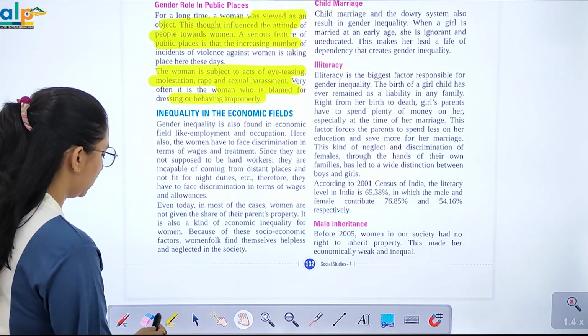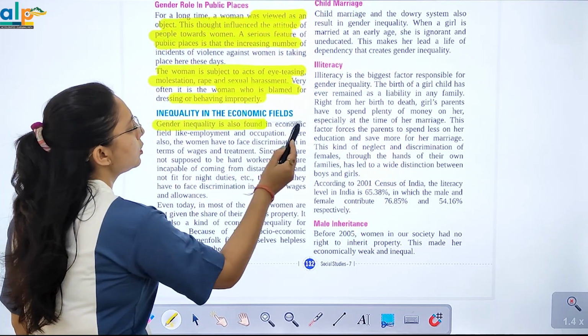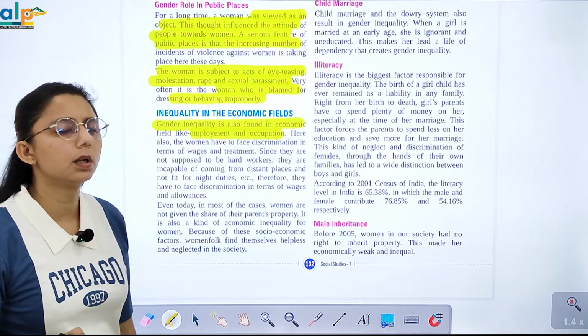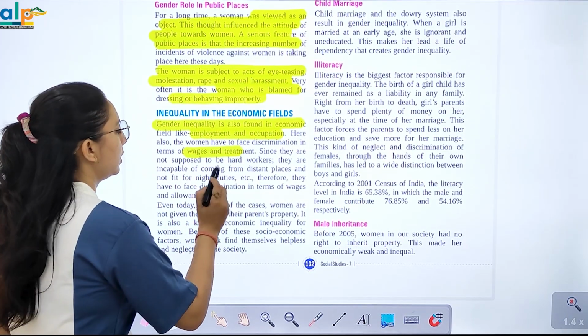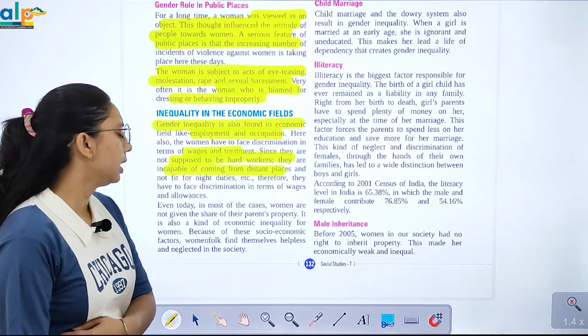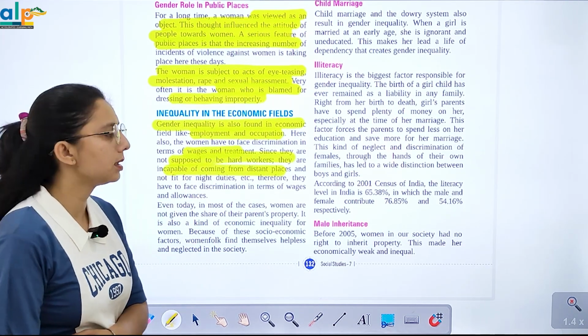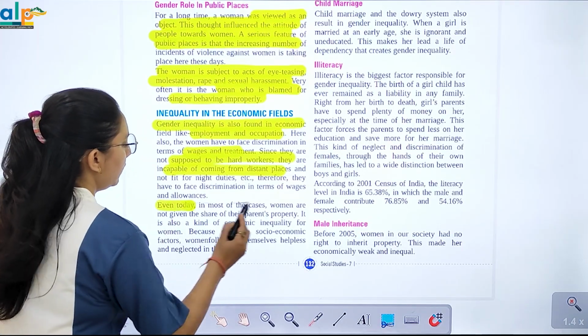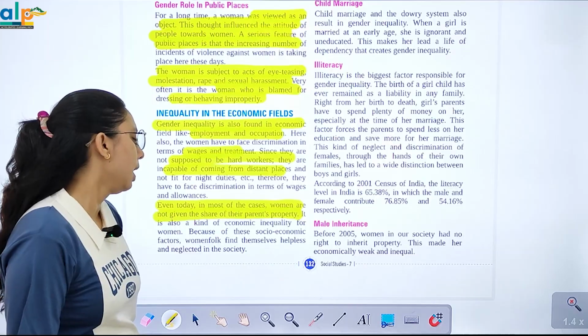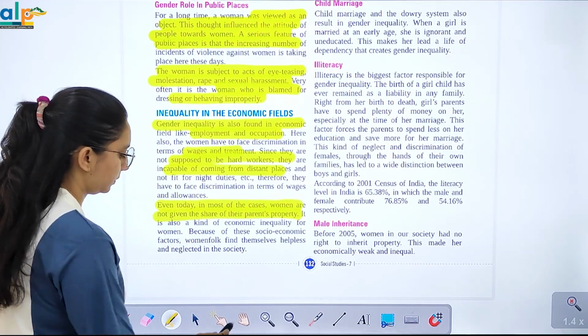Inequality in economic field. So gender inequality is also found in the economic field, say employment or occupation. Women face discrimination in terms of wages and treatment. Right, they are supposed to be hard workers. They are incapable of coming from distant places. They are not fit for night duties. These are the discriminations they face. Even today, in most of the cases, women are not given a share of their parent property. But now it is.